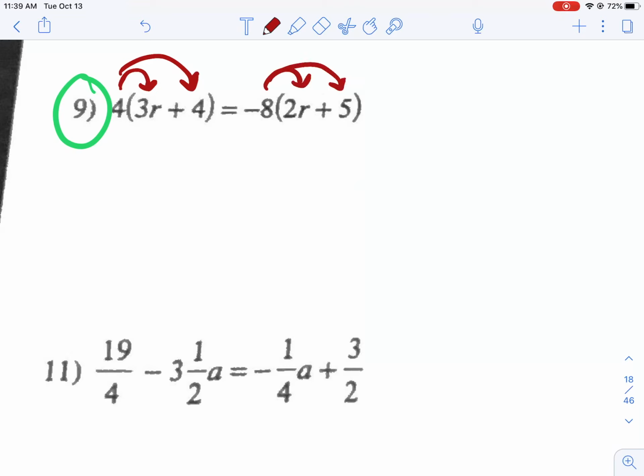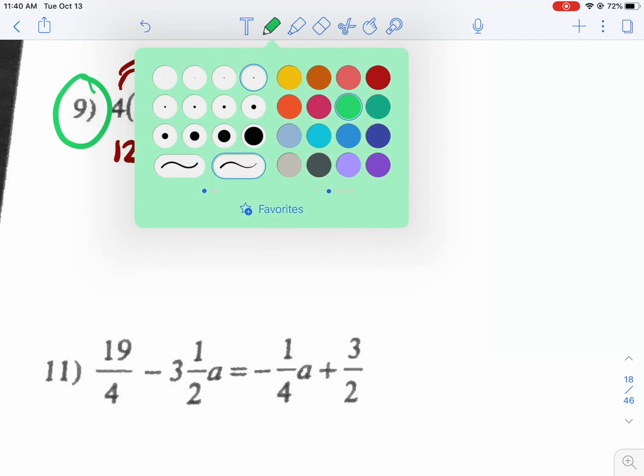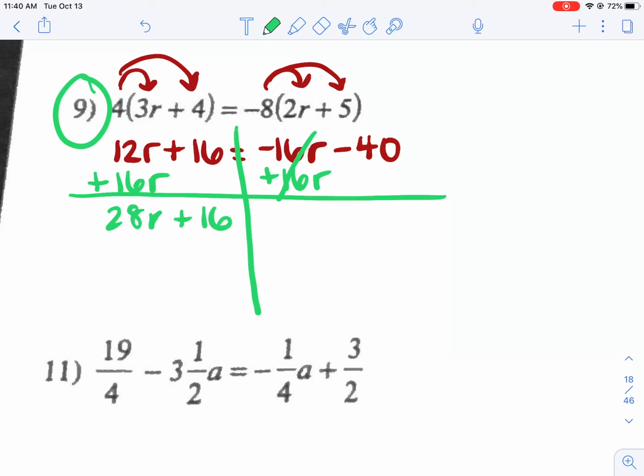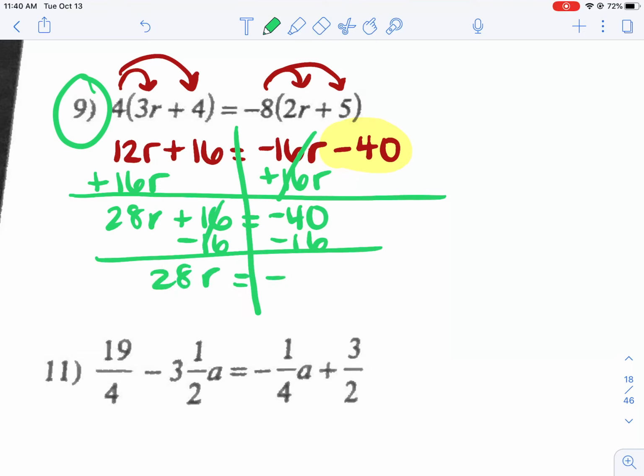So let's distribute here. 4 times 3r is 12r. 4 times 4 is 16. Negative 8 times 2r is negative 16r, and negative 8 times 5 is minus 40. Okay? Now this just becomes like a normal equation, so maybe you even want to pause the video and try this on your own. Let's add 16r to both sides. All right, we have 28r plus 16 equals, and just be careful here guys, that negative doesn't go away. It's a negative 40. Let's take away 16 from both sides. So 28r equals negative 56.